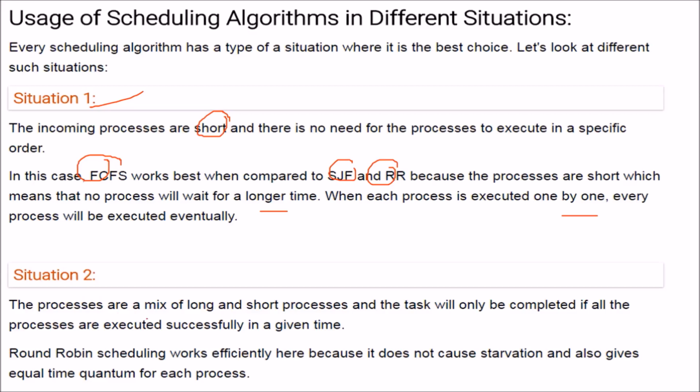Situation 2 is like this. We have a mix of long and short processes, and the task will only be completed if all the processes are executed successfully at a given time. Here, round robin scheduling will be the best because it does not cause starvation and it will also give an equal time quantum to each process.